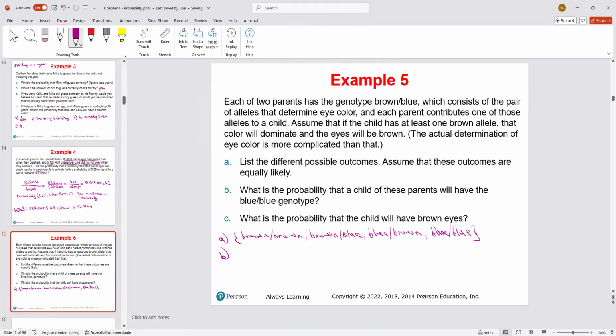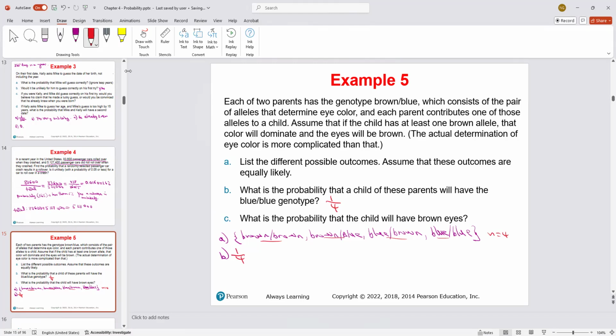Now, B: what is the probability that a child of these parents will have the blue type? Check the blue type. How many do you see here? You see one, two, three, four. That means N is four. How many blue do you see? There is only one. So one out of four. That would be the answer. This is the only place you're going to have a blue.